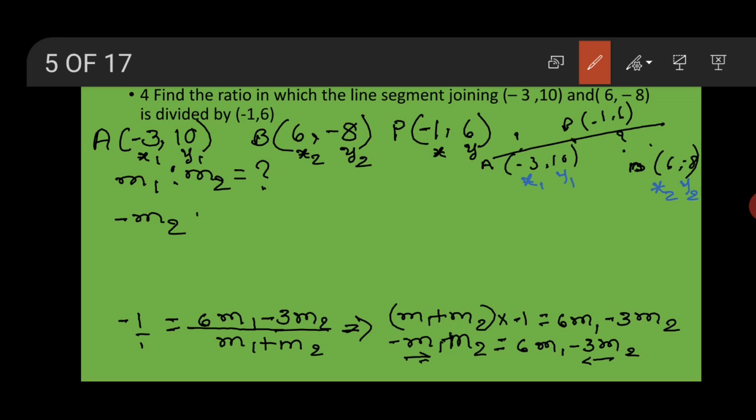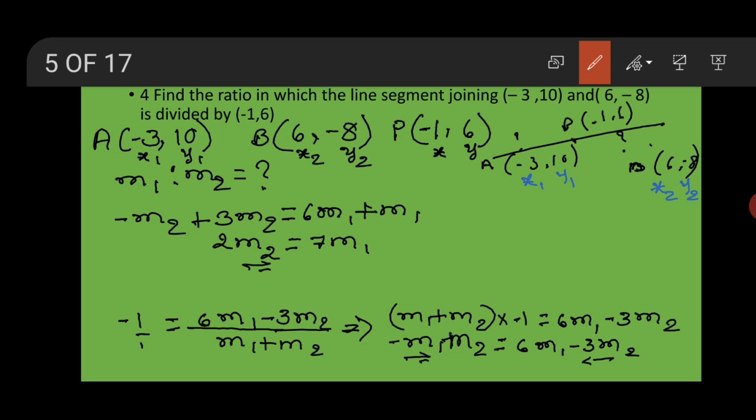Is equal to minus m2. It is in left hand side, minus m2. Carry minus 3m2 to left hand side, it becomes a plus 3m2. So it is equal to 6m1, and carry plus m1 to right hand side, it becomes a plus m1.